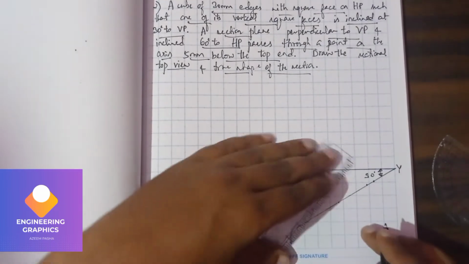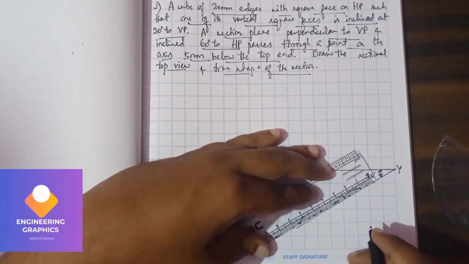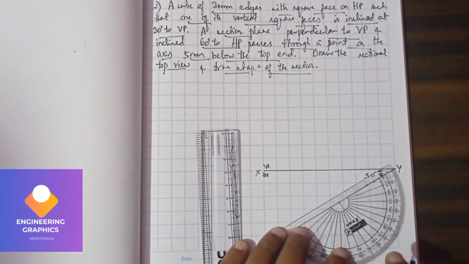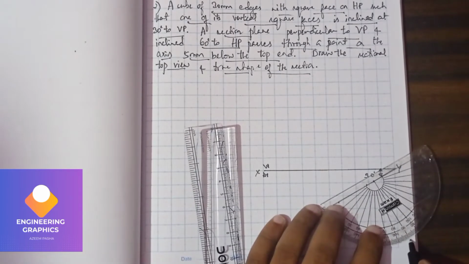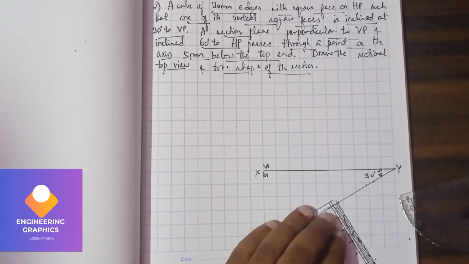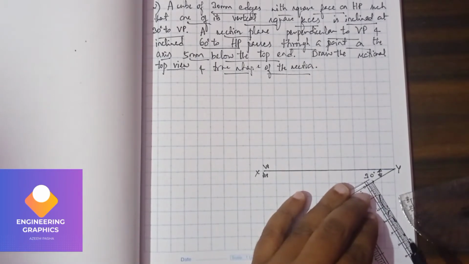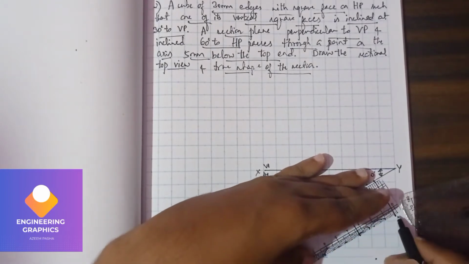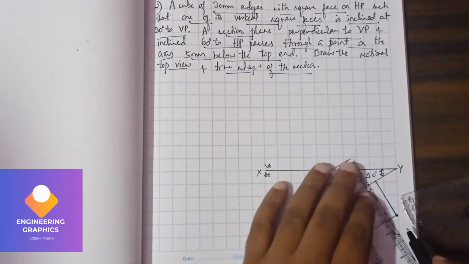The distance here we should consider is 30, and here we should mark an angle of 90 degrees, here also 90 degrees. Now we should draw a line of length 30 because the cube dimension they have given is 30. So we can show the dimension on one side.